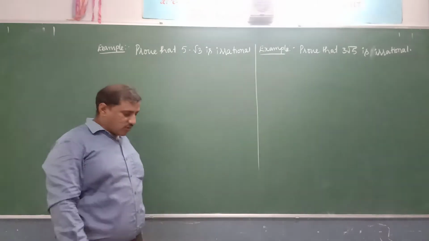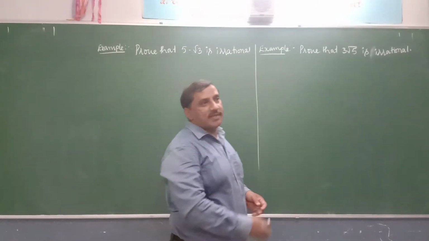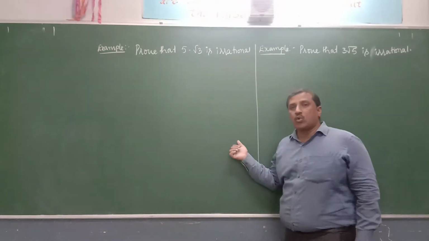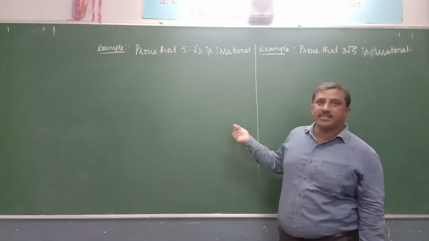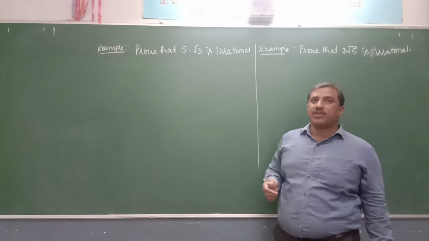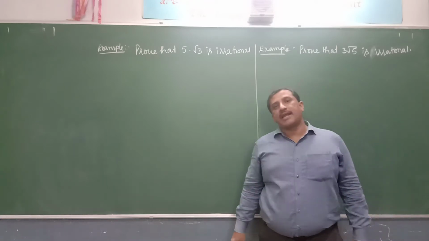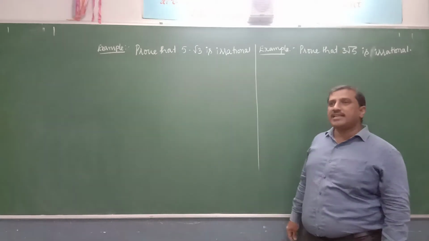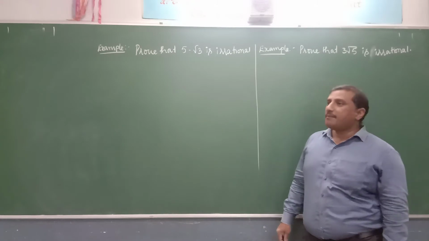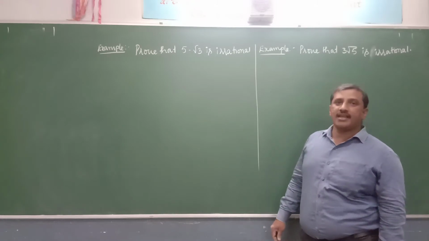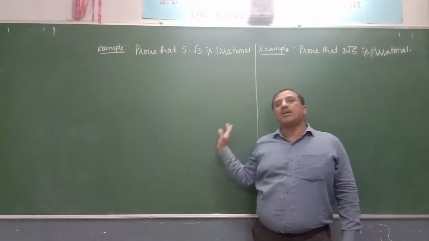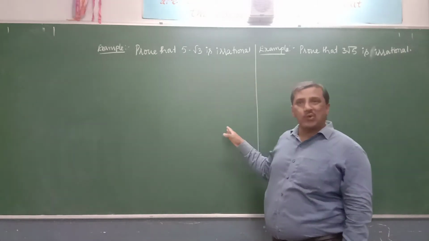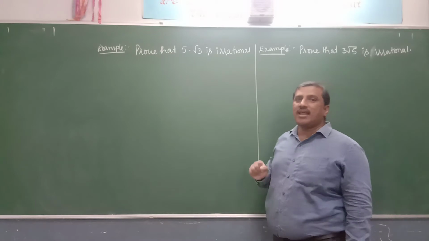And in the last class we discussed what irrational numbers are, and proved that root 2, root 3 and root 5 are irrational numbers by using Theorem 1.3. That is, if p is a prime number and if p divides a square, then p also divides a, where a is a positive integer. Using that concept, we proved root 2 is an irrational number.